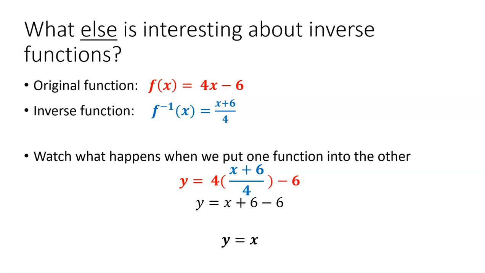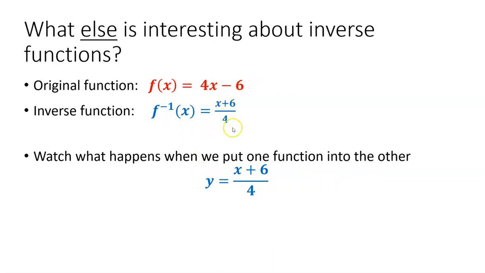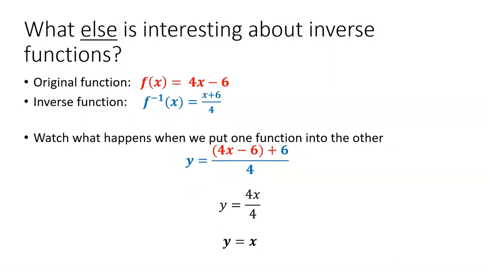Well, that's when we plug the blue into the red. What happens if we plug the red into the blue? So again, I'm just going to write y equals x plus 6 over 4, and we'll take this red 4x minus 6 and put it in for x. And then we'll simplify. Well, negative 6 plus 6 is 0, so we really have y equals 4x over 4. And once again, we get y equals x.